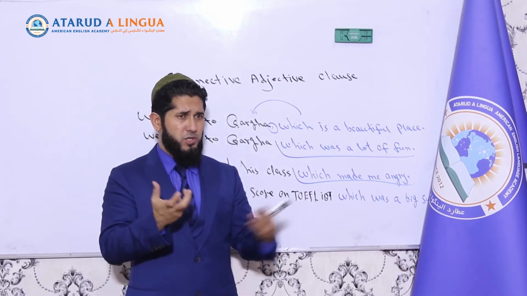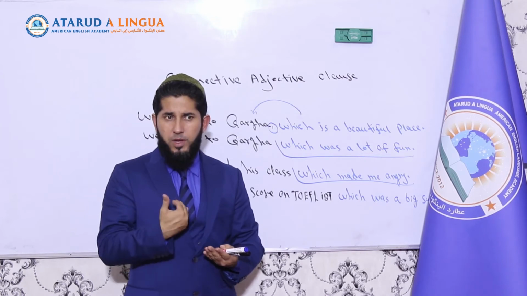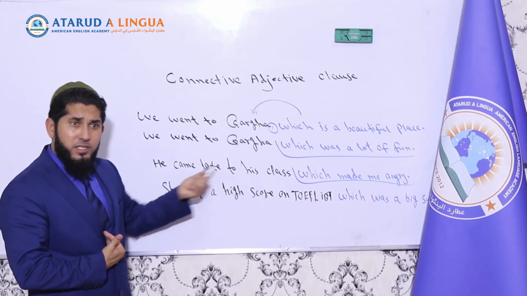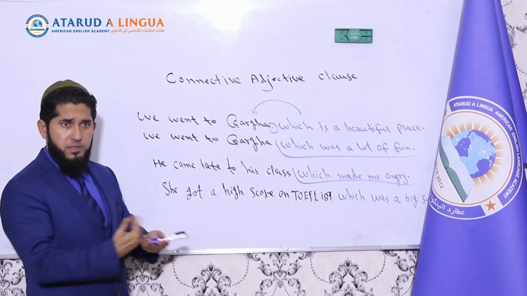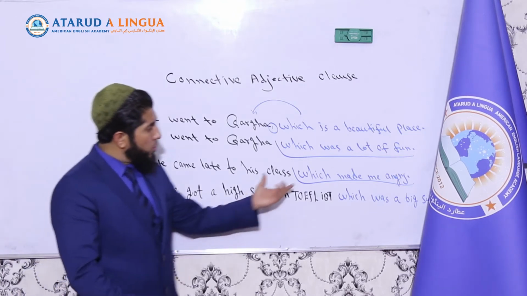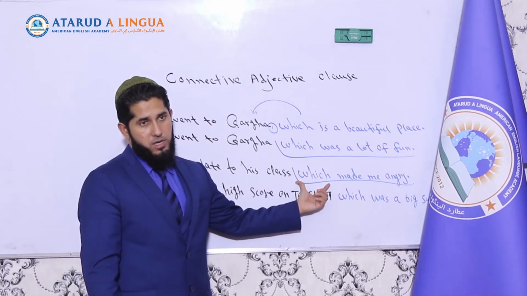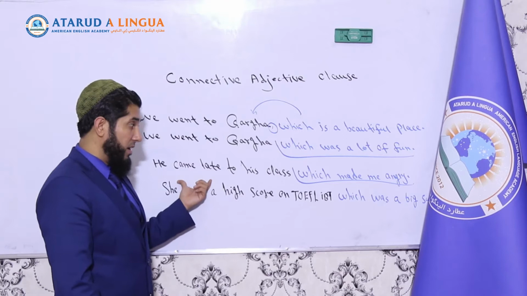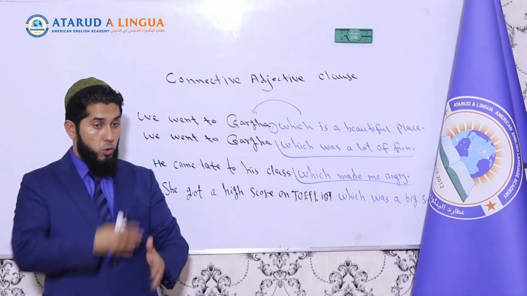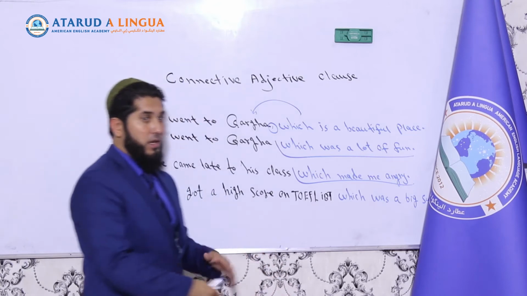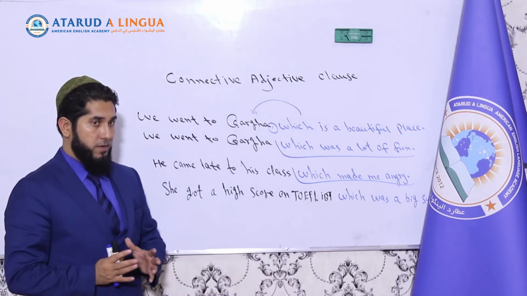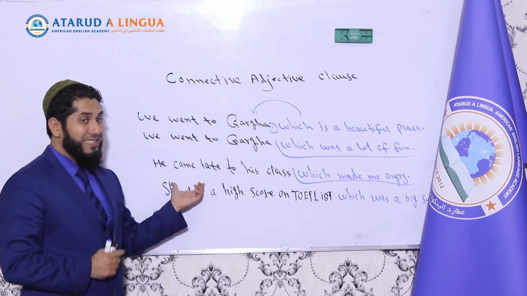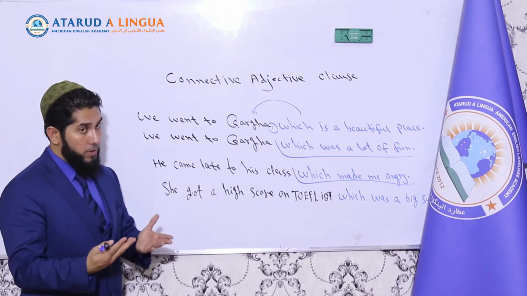Now, which made me angry, now think about it. Ask yourself this question. What made me angry? The idea that he came late to his class made me angry. His action of coming late to his class made me angry. Okay? So this is a connective adjective class. When the adjective class does not modify any noun or pronoun in its main class, but it modifies the whole idea in its main class, it is called connective adjective class, okay? So he came late to his class, which made me angry. The idea that he came late to his class made me angry.